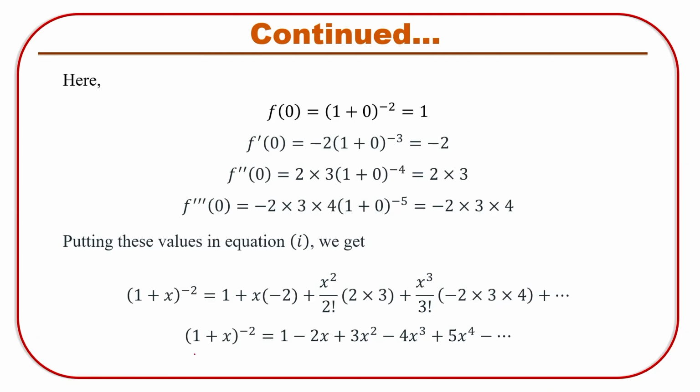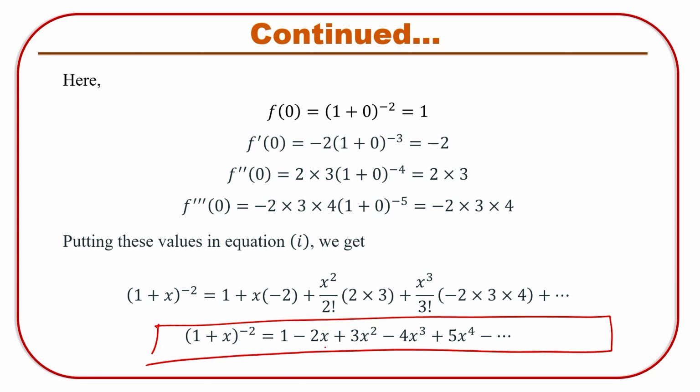So, f(0) plus x into f dash 0 plus x square by factorial 2, f double dash of 0, x cube by factorial 3, f triple dash of 0, x4 by factorial 4, f fourth of 0 and so on. So, using that, you will see the answer: (1 plus x) to the power -2 can be written as 1 minus 2x plus 3x square minus 4x cube plus 5x4 and so on, right.